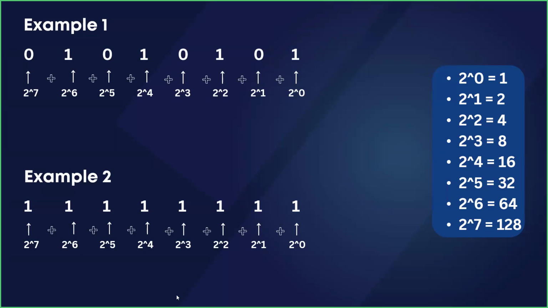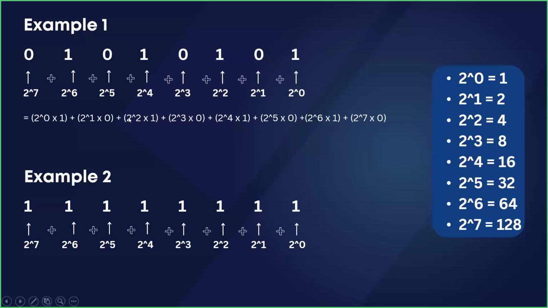Okay, guys. So let's try calculating the first one over here. So again, same logic, 2 power 0 into 1, that's 1. 2 power 1 into 0, 0. 2 power 2 into 1, that's 4. 2 power 3 into 0, 0 again. 2 power 4 into 1, 16. 2 power 5 into 0, 0 again. 2 power 6 into 1, that's 64. And 2 power 7 into 0, that's 0 again. And if you add all this up, 64 plus 16, that's 80. 80 plus 4, 84. 84 plus 1, 85.